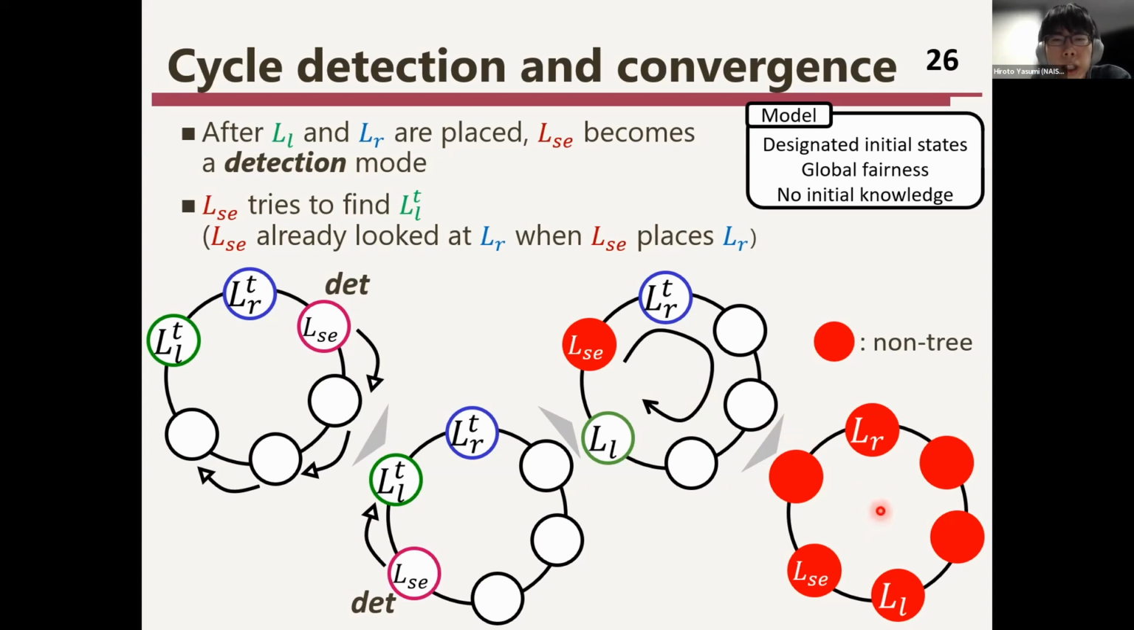Please note that since we assume global fairness, agents do these cycle detection behaviors everywhere in the graph. So if there is a cycle, agents eventually detect the cycle.